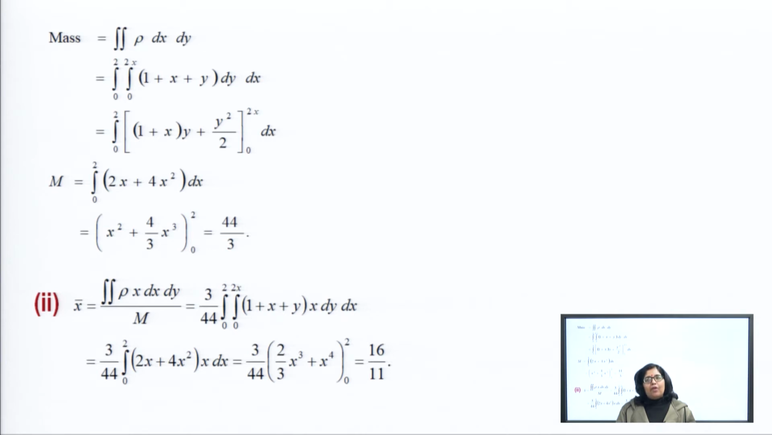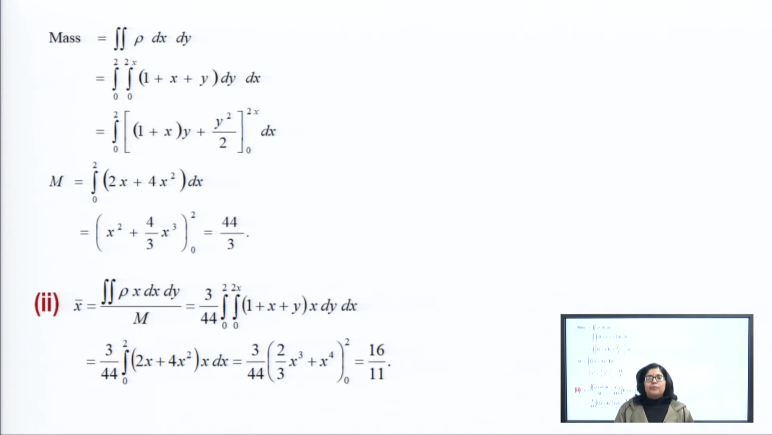Here the function is in the form of x. So, integrate with respect to x, x square plus 4 by 3 x cube, and put the limits 0 to 2. 44 by 3 is the mass of the given curve. Okay, and we go to the next part of this question. It says: find the coordinates of the center of gravity.